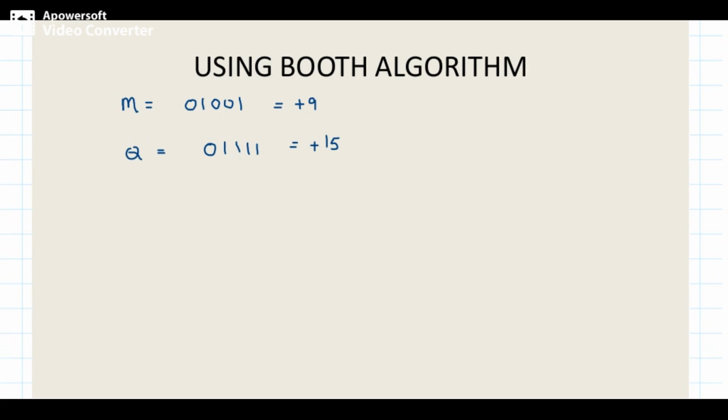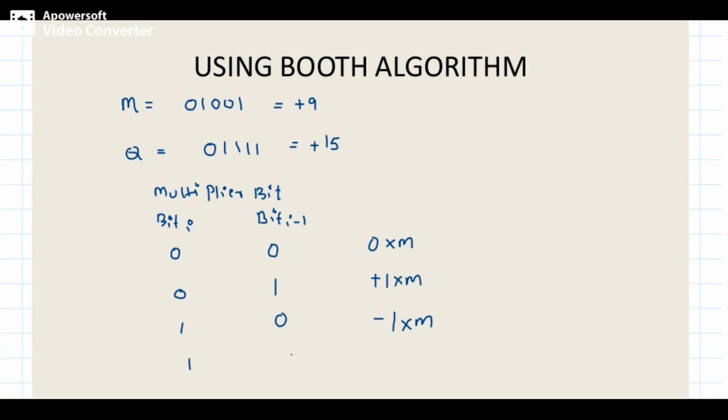So if you are having the values of the multiplier bit, bit i and bit i minus 1, if it is 0, 0, we have to perform 0 into M. If it is 0, 1, that is plus 1 into M. If it is 1, 0, that means the value of i is 1 and this is 0, so that is minus 1 into M. And if it is 1, 1, that means 0 into M.